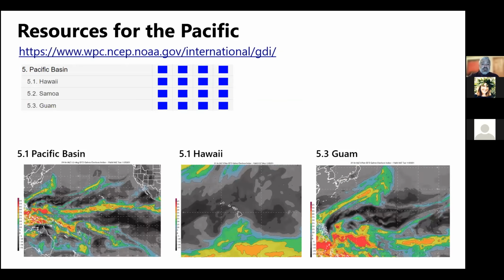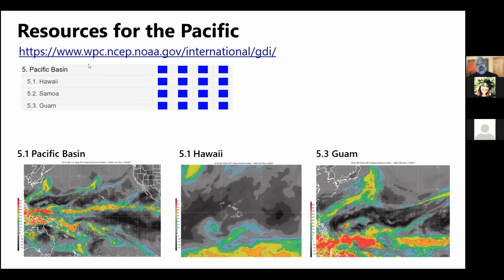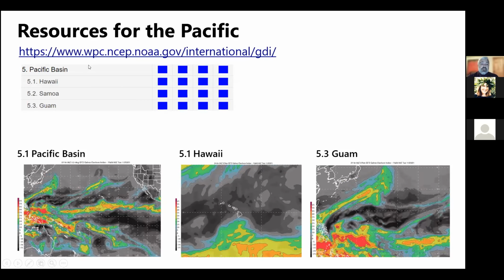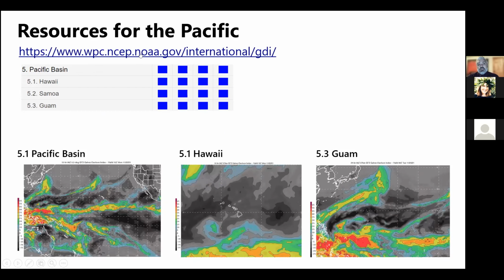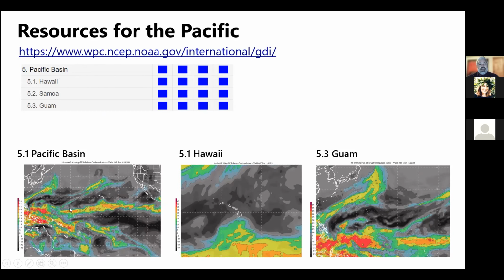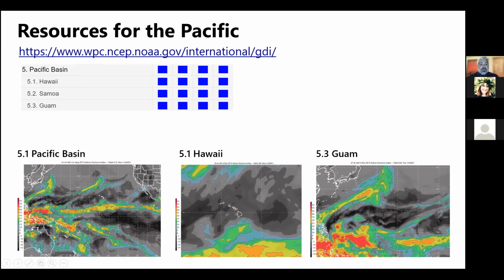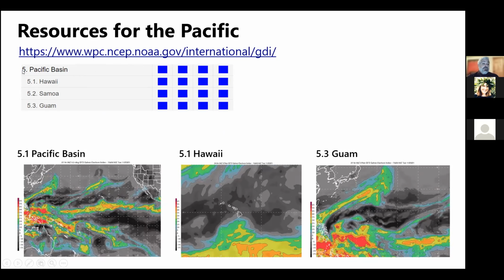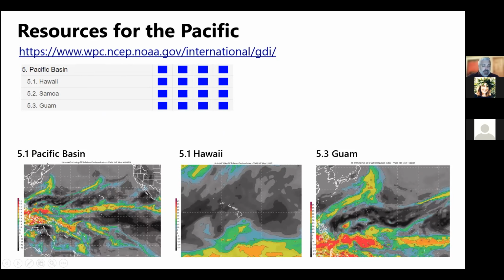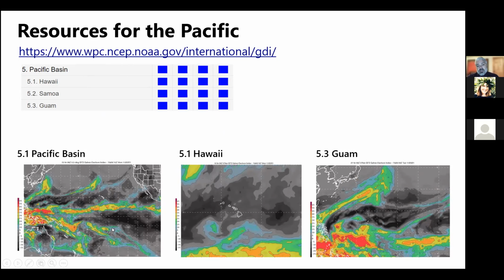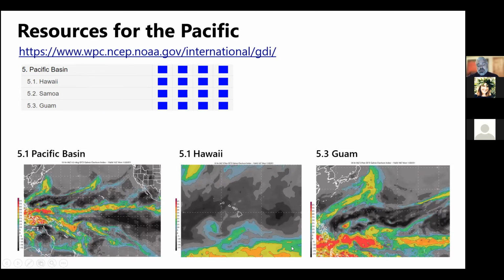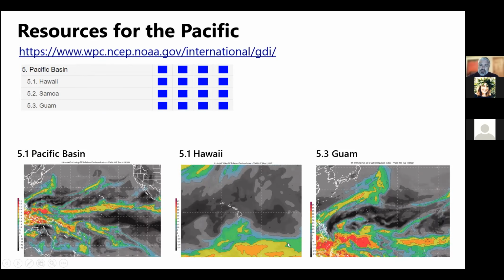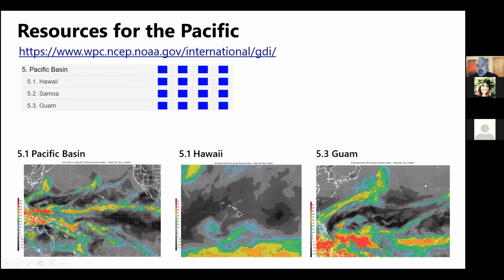And these are the products that we have now for the Pacific Basin. We gradually implemented some products for the Pacific, which are also available on the website. This is an example of the domain for the entire Pacific Basin. And this is a domain that we have for Hawaii, which we have had for almost 2 years, I think. And this is a domain that we just developed for Guam about a month ago.